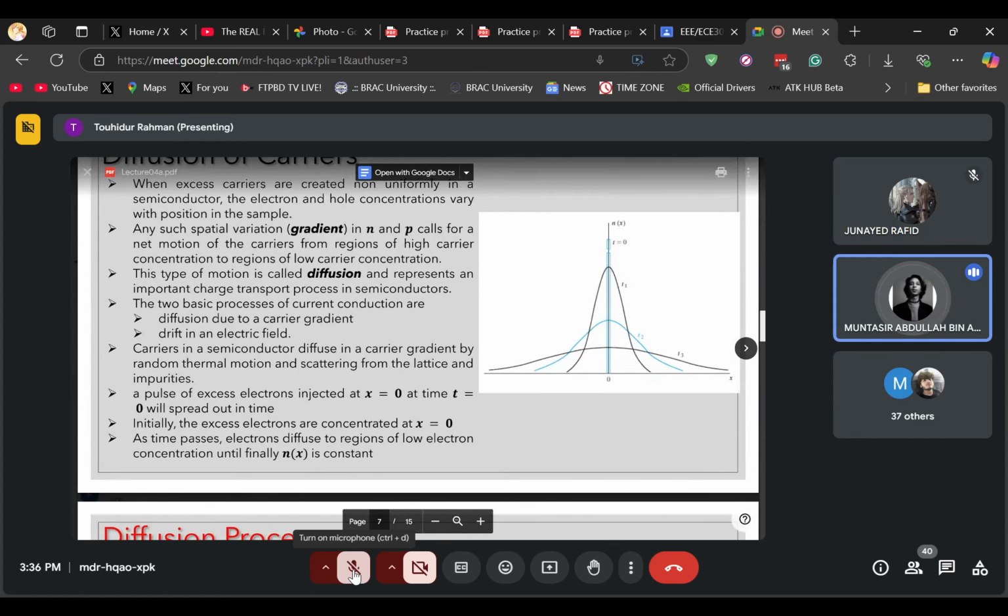Sir, can you kindly explain what X represents here? X is the distance, because if you want to move somewhere, you must have some space. Make sense? Yes, sir. Okay, so let me show you.